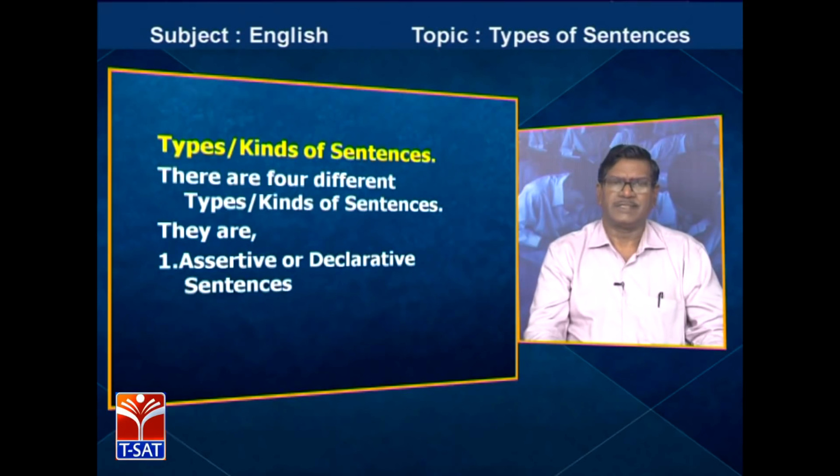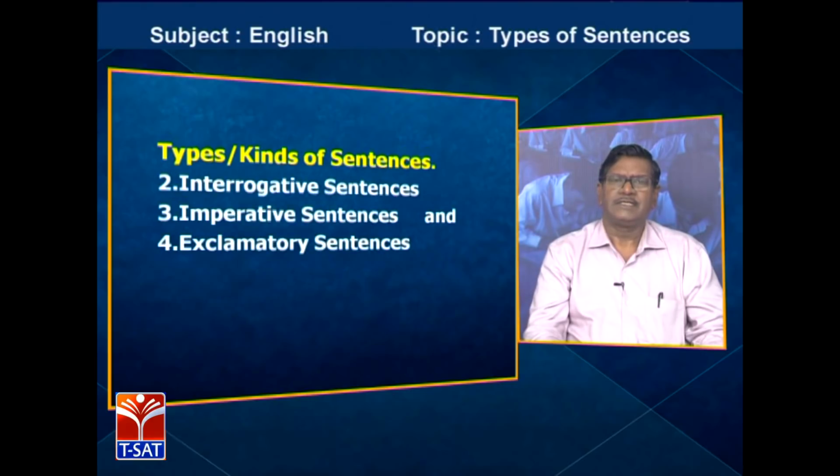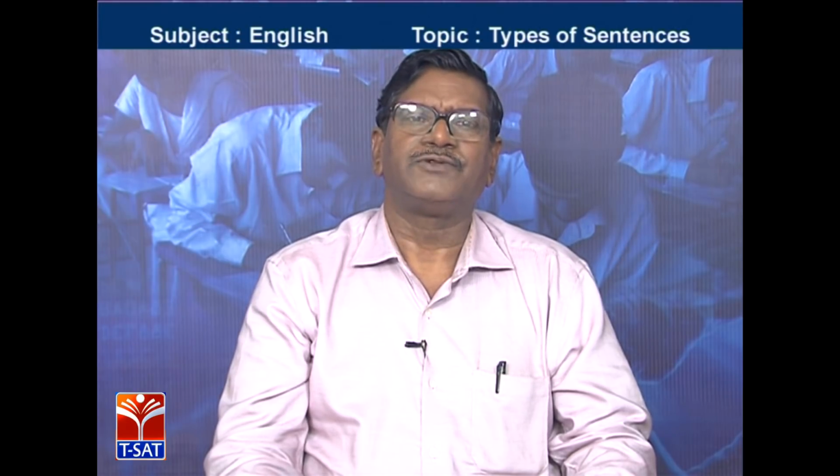There are 4 types of sentences. 1. Assertive sentences, 2. Interrogative sentences, 3. Imperative sentences, 4. Exclamatory sentences and wishes. So, assertive sentences. In these assertive sentences we have 2 varieties. You look at the assertive sentences, they are given as examples.